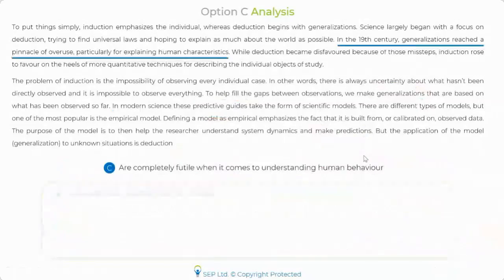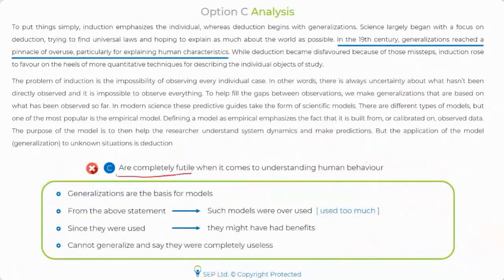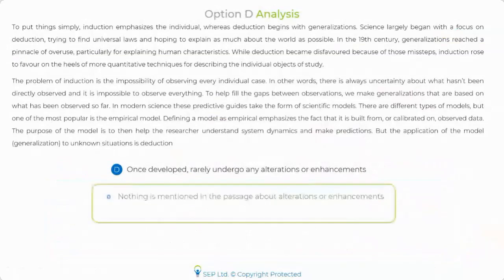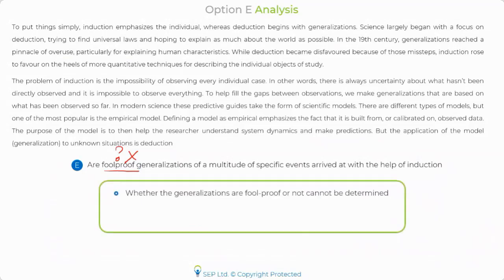So C very clearly, if you see, we can't say that scientific models are completely futile when it comes to understanding human behavior. They're not completely futile. They were used in the earlier part of the century. We don't know enough from the passage to say that these scientific models never undergo any alterations. It's out of scope. A few of you did mark E. Scientific models are foolproof generalizations. We don't know about this part, whether they are foolproof, whether they have any weak areas or not. So E cannot be the correct answer. It is out of scope.